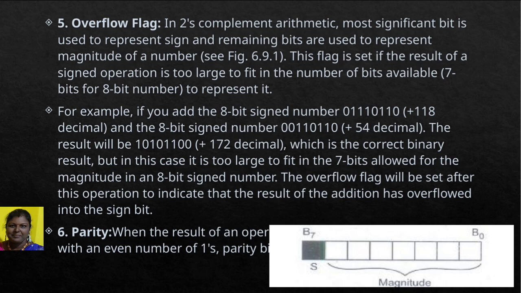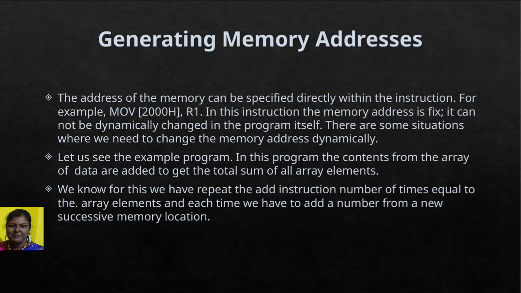Sometimes, we specify a memory address directly in an instruction, like MOV 2000H, R1. Here, the address is fixed. It doesn't change as the program runs. But often, we need to access different memory locations dynamically.